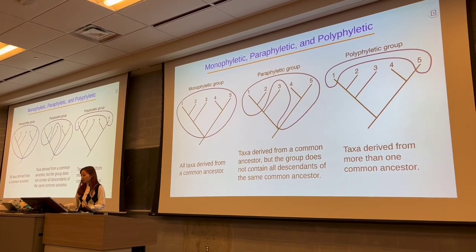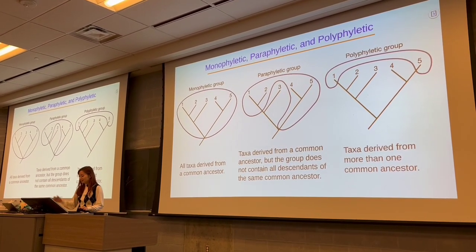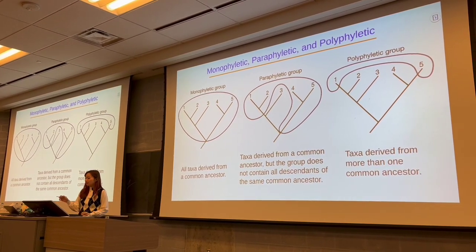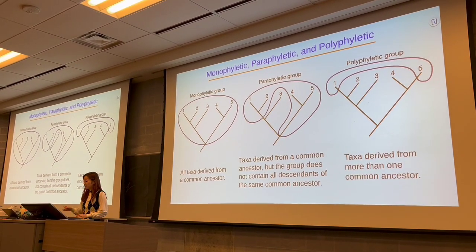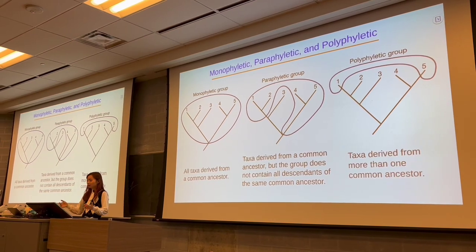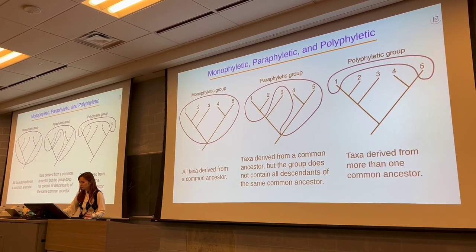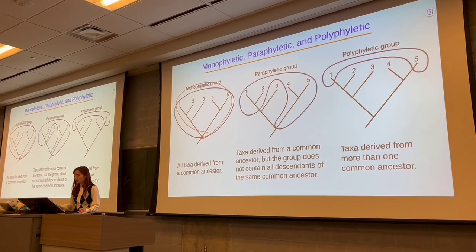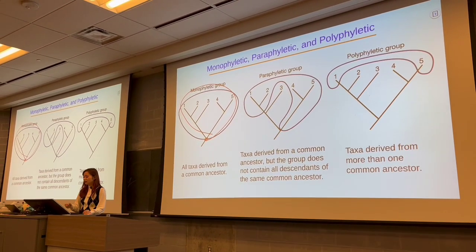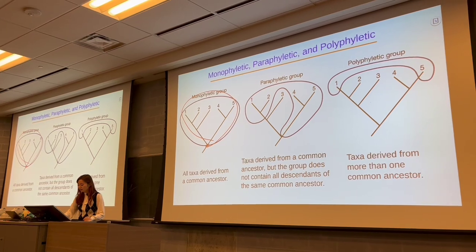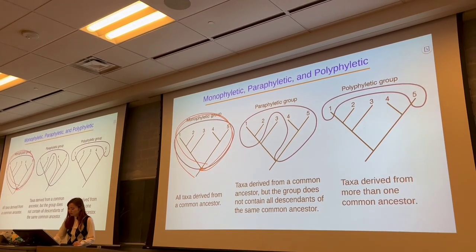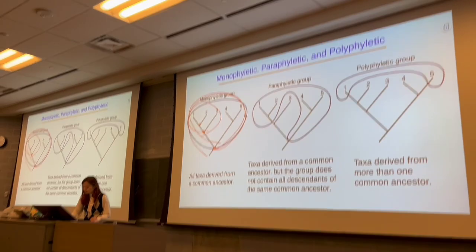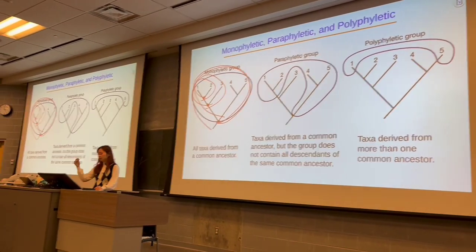Okay, final thing that we're going to talk about in relation to these trees is the concept of monophyletic, paraphyletic, and polyphyletic groups, okay? Nobody really has problems with monophyletic groups. It's pretty simple, right? There's a common ancestor, and then everything on that tree that descends from that common ancestor is a monophyletic group. Here, this whole tree is a monophyletic group, but also if you take this node here, that's also a monophyletic group. Let's go here, 1 and 2 are monophyletic, and so on, right?